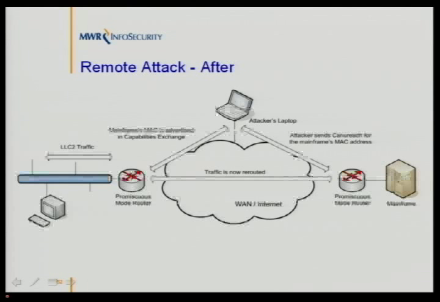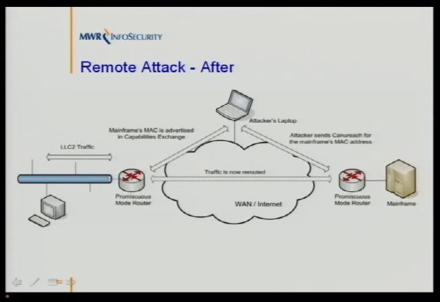So let's look at a quick diagram of how this looks now. As we can see, we've advertised the mainframe's MAC address in our capabilities exchange with the promiscuous mode router at the user's end. We can then simply establish another DLSW tunnel with the promiscuous mode router in front of the mainframe. We can then establish another DLSW circuit with that router. Now the traffic will be rerouted down the two legs of our DLSW tunnels rather than across the original path, meaning that we can intercept all the traffic.